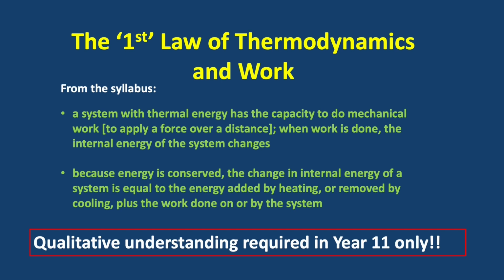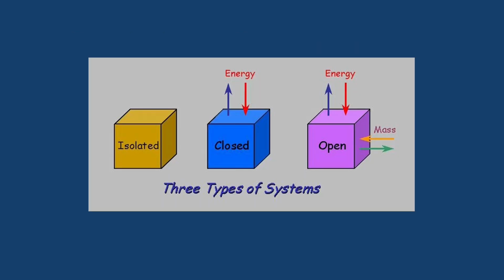But before we go any further, we have to ask the question, what is a system? What is an object? What is a system? Let's look at that. In short, a system is any group of things that we are studying. They might be the gas particles in a box. We classify systems into three types: isolated, closed, and open.